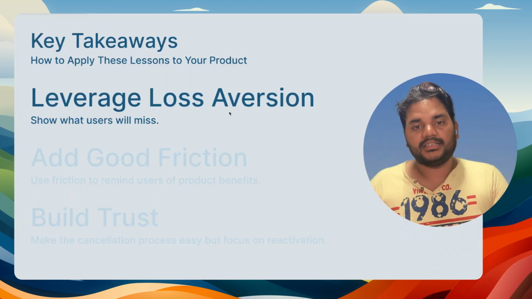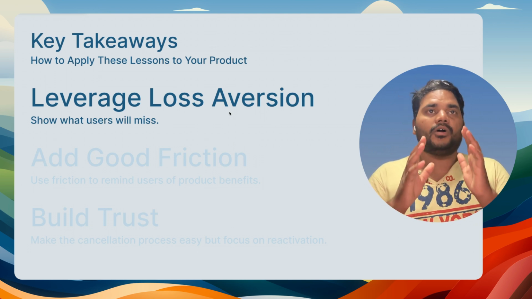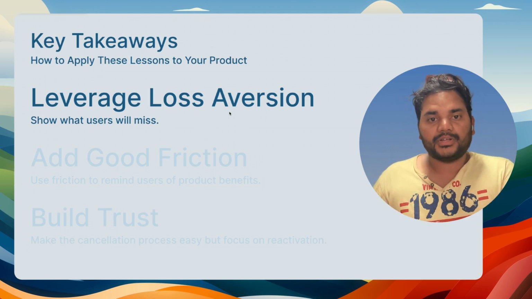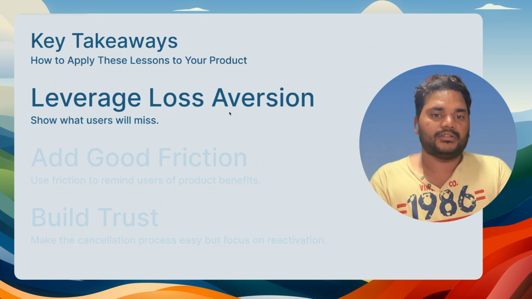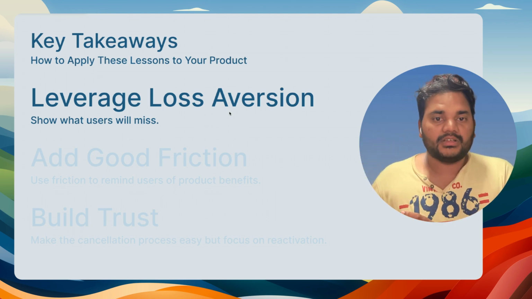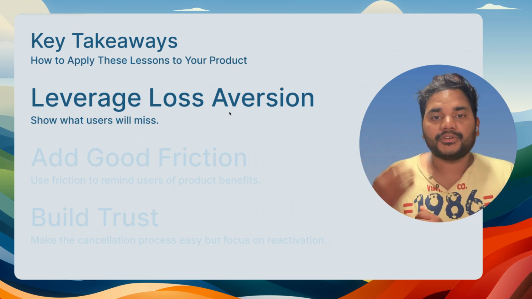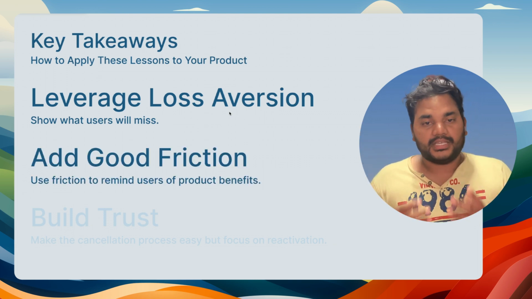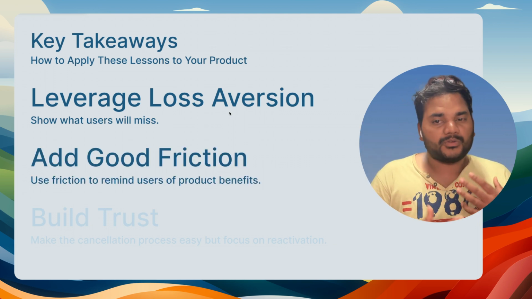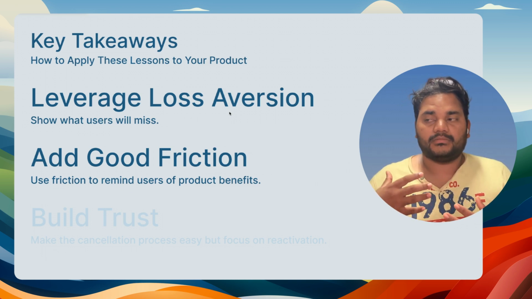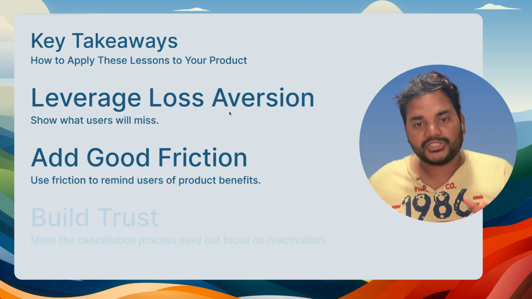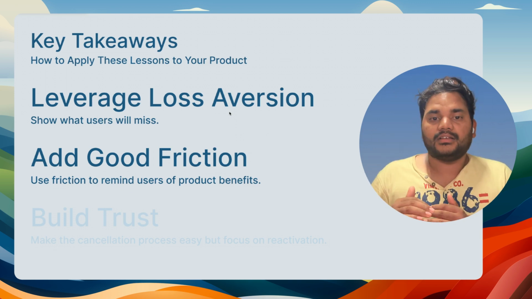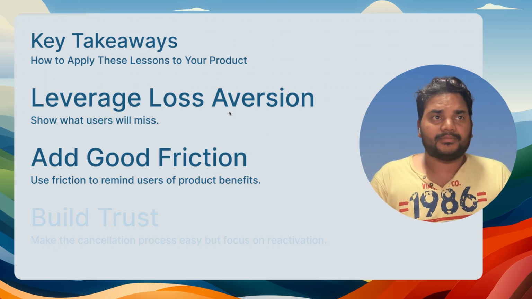So next, what are the key takeaways? Like how you can apply these onto your product. So focus on using loss aversion, which means what users will miss out, because it will make the user rethink their decision whether they need to leave or whether they need to stick on to the application. Second, add good friction. Yes, it's true that sometimes adding more friction makes the user frustrated, but not much. But you can limit them to a single page and have a scrolling restriction, which is a good friction.